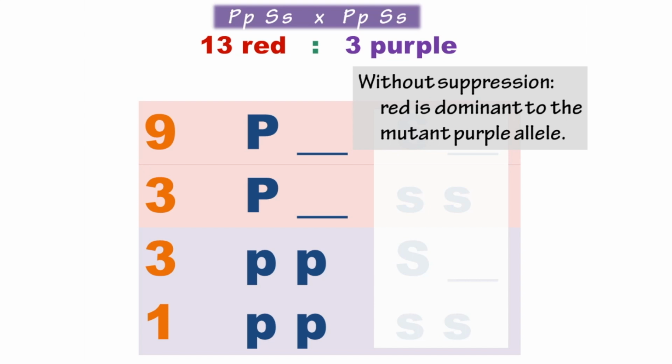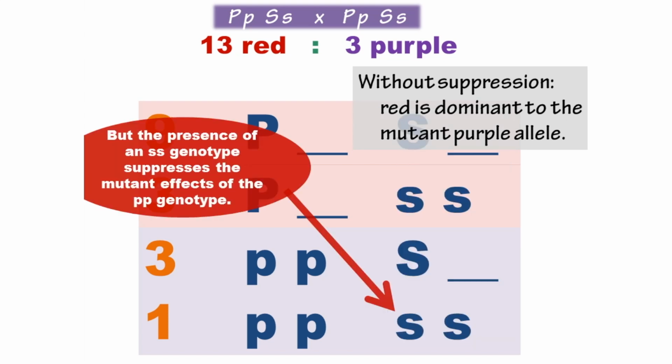Now, without suppression, red is just dominant to the mutant purple allele. If you look at these, I would say, all right, 12 out of 16 are going to be red, and 4 out of 16 are going to be purple. But that's not what's going on here. We've got a situation here, and I'll work a little bit backwards just to tell you what's going on. The presence of a homozygous recessive for this second gene, the suppressor gene, can suppress the mutant effects of the pigment gene.